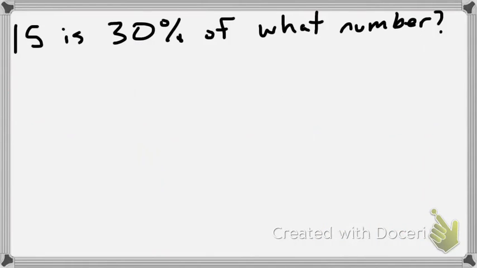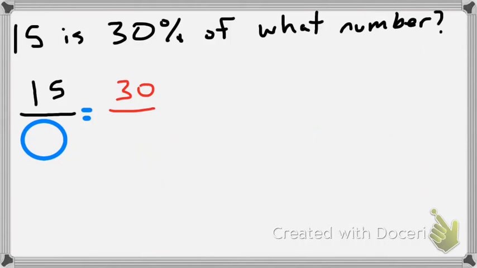Here we have 15 is 30% of what number? We're going to use proportions. So we're going to have 15 over a number that we don't know what it is, because that's the number we're looking for. And 30%, a percent is always out of 100. So we're looking for this number here.